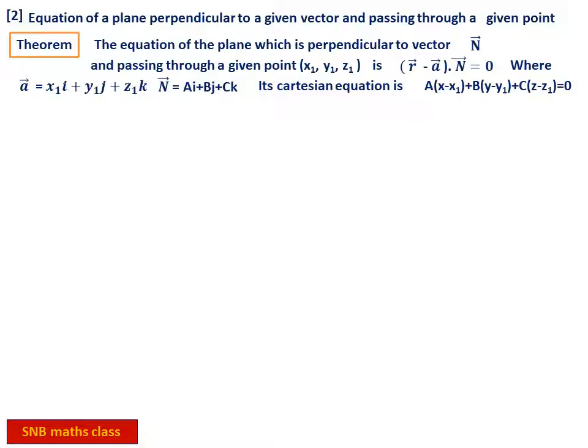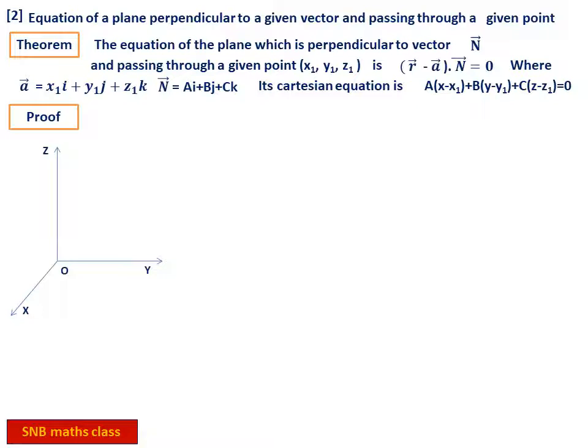The theorem already stated the equation of the plane which is perpendicular to vector n and passing through the given point x1, y1, z1 is (r minus a) dot n equal to 0, that is the vector form. And if you take a as x1i plus y1j plus z1k and n as ai plus bj plus ck, then the Cartesian form is a into (x minus x1) plus b into (y minus y1) plus c into (z minus z1) equal to 0. Now let us prove.